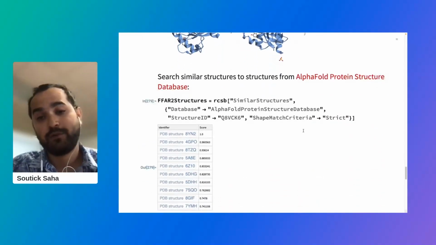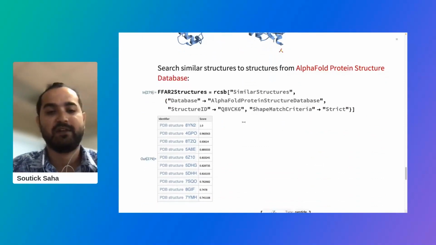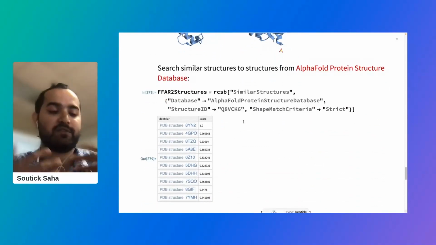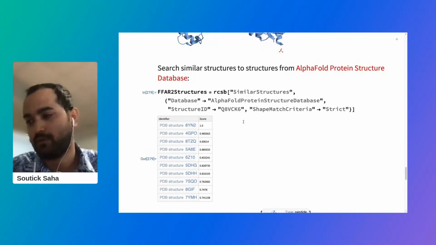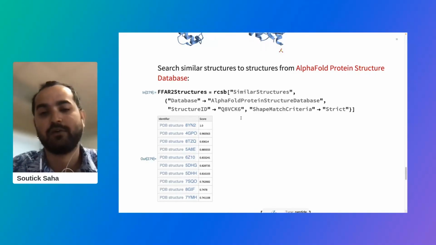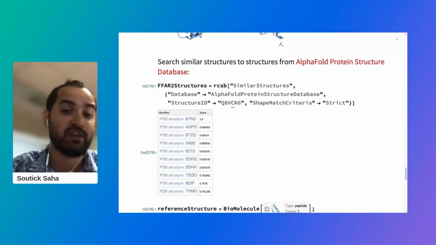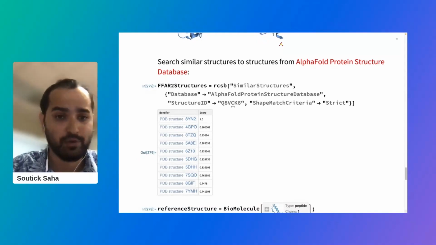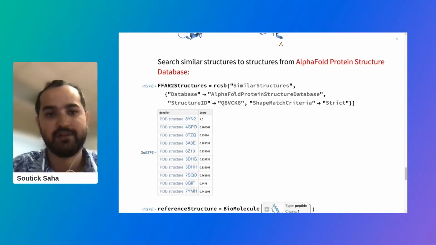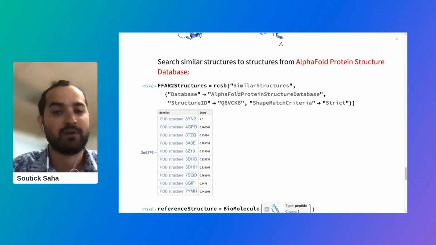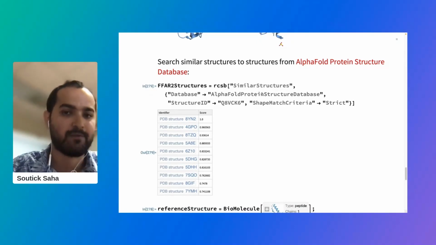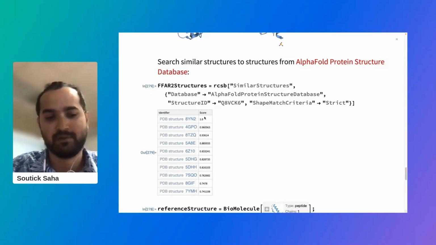You can also look for structures similar to those from the AlphaFold protein structure database. This is another database that has over 220 million structures, but these are structures for standard organisms like humans and Escherichia coli and so on. Their structure ID is basically the UniProt ID, which is a unique protein identifier in the UniProt database. So I'm giving the structure ID here. I am saying, please look up structures similar to this structure in the AlphaFold database, but give me experimentally determined structures from the Protein Data Bank.